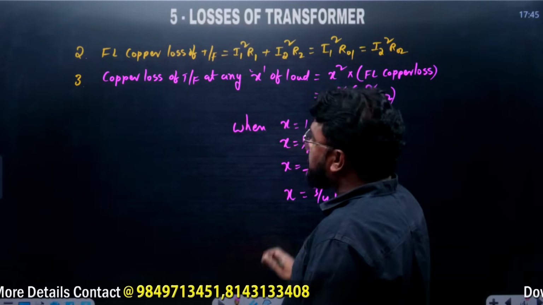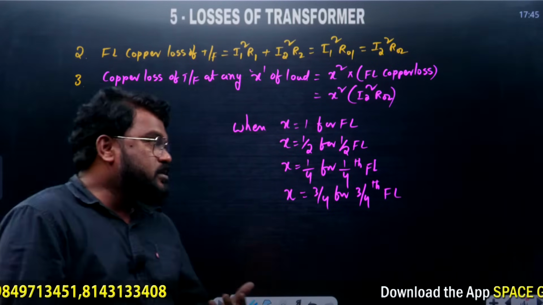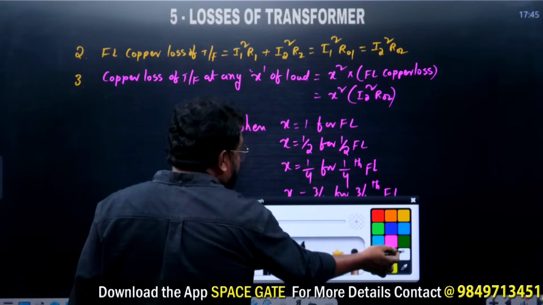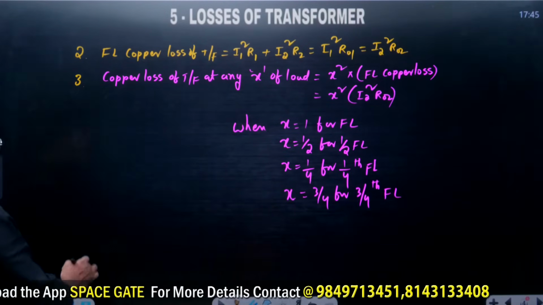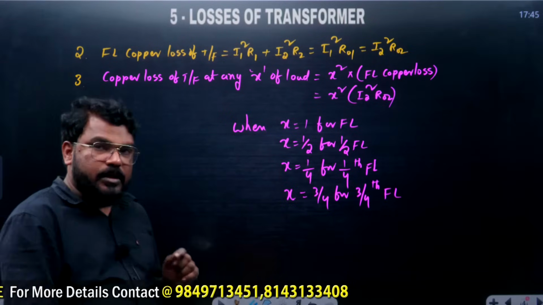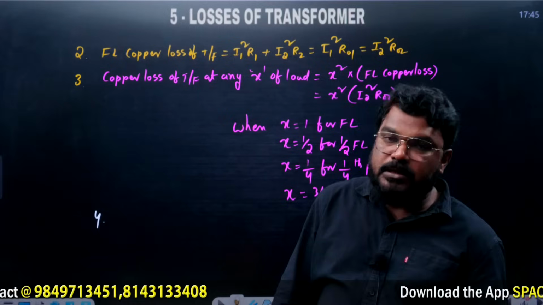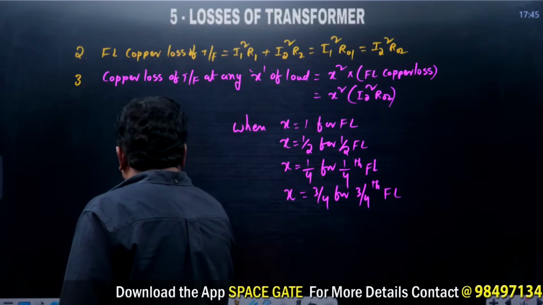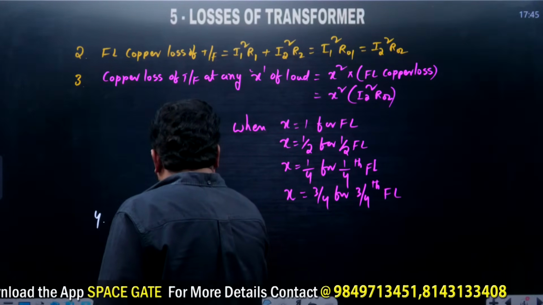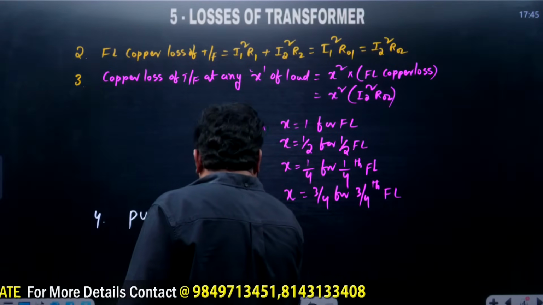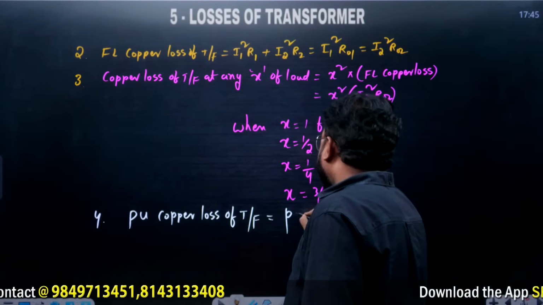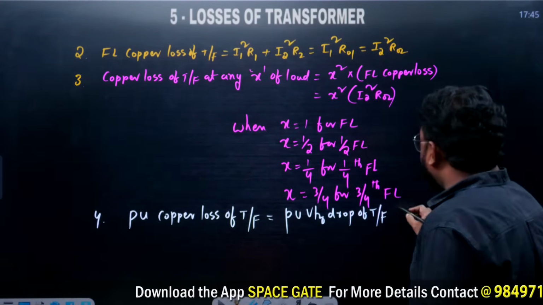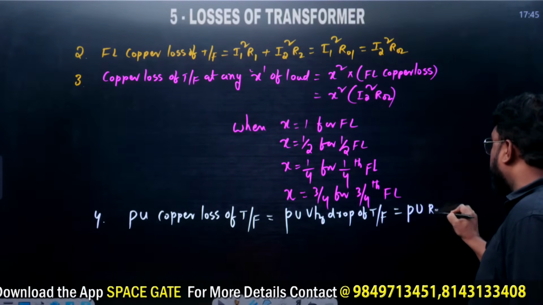So these are some observations, third observation. And another possibility of the question from this concept, that is the fourth one. There is a question like this: per unit copper losses of the transformer. How do we calculate per unit copper losses? Per unit copper loss of the transformer is equal to per unit voltage drop of the transformer, and this is also equal to per unit resistance of the transformer.